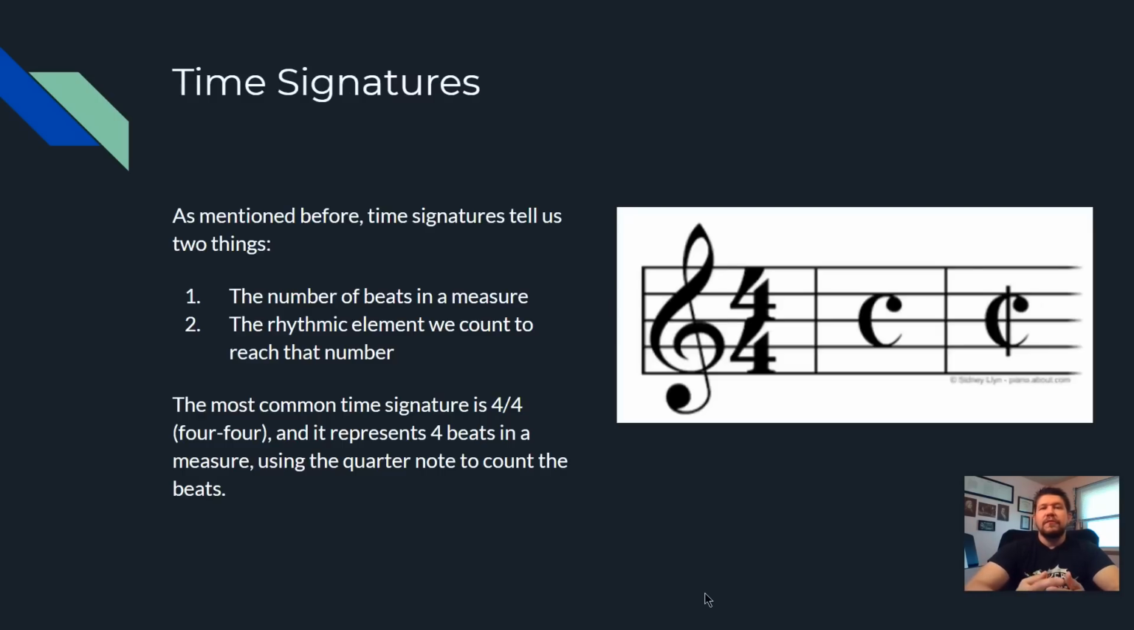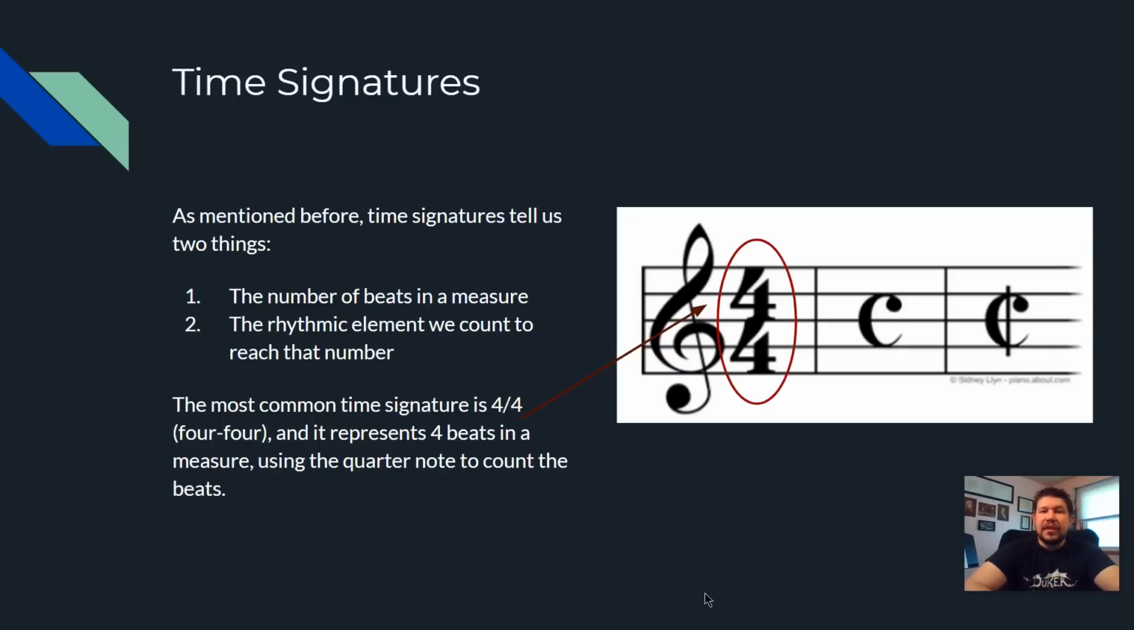So, as mentioned before, time signatures tell us two very important things. Can you remember what they were? If you do, that's awesome. If you didn't, they are the number of beats in the measure, which is the top number, and the rhythmic element that we count to reach that number, which is the bottom number. So the most common time signature is 4/4. So that's how we say that, 4/4. You can see that there, it's the first one.